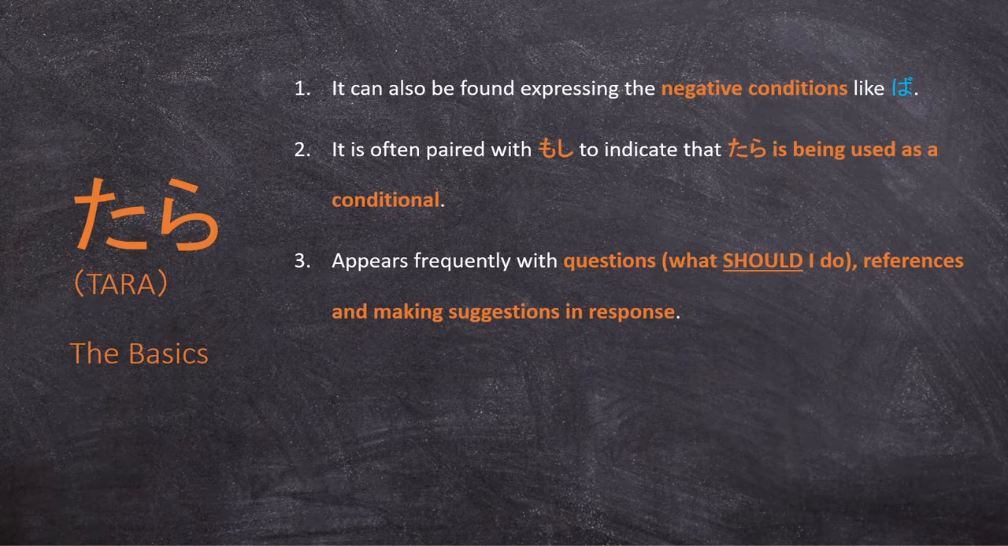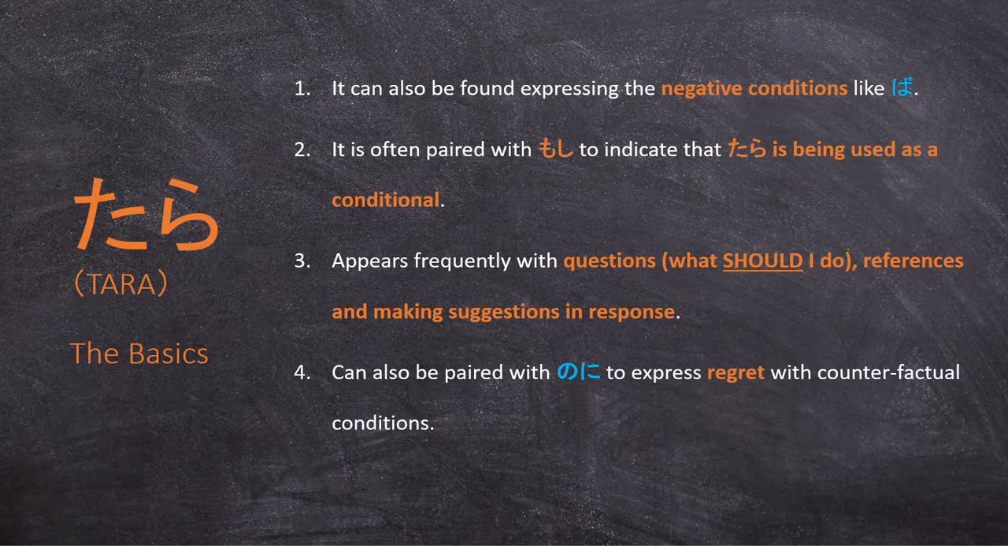Now after that, we should also know that Tara appears frequently with questions of the what should I do type. Then you can also use Tara to reference and make suggestions in response. All of these are covered in my examples section and you will see them in action there. The fourth thing that we need to know about tara is also that it can be paired with noni. It's practically the same as with ba, because here tara is used to express regret over a counterfactual condition.